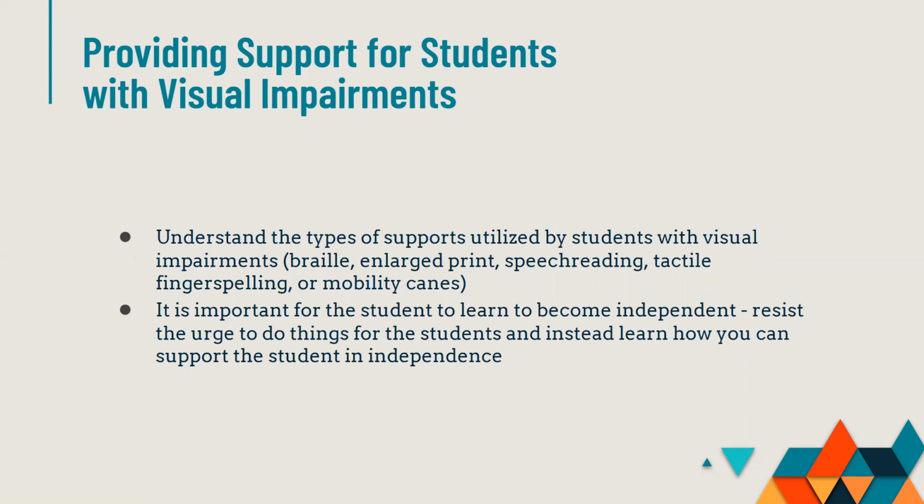Students with visual impairments may use a variety of assistive technologies, including Braille, enlarged print, speech reading devices, tactile finger spelling, or mobility canes. As a paraprofessional working with these students, it is important for you to understand which supports the student needs in order to be successful. If a student has a device they use for reading or writing, you may be given specialized training on how to use the technology.